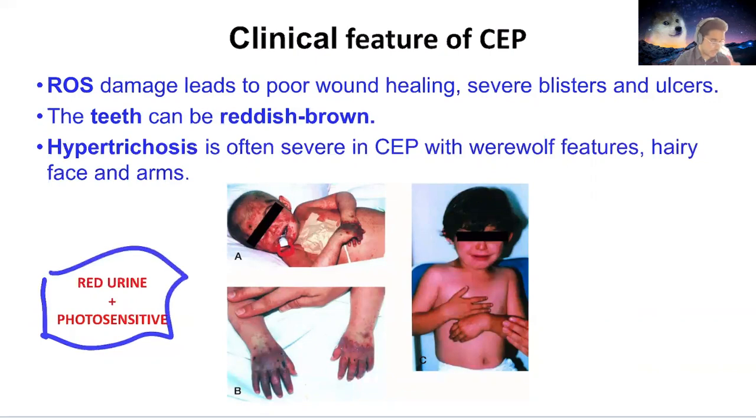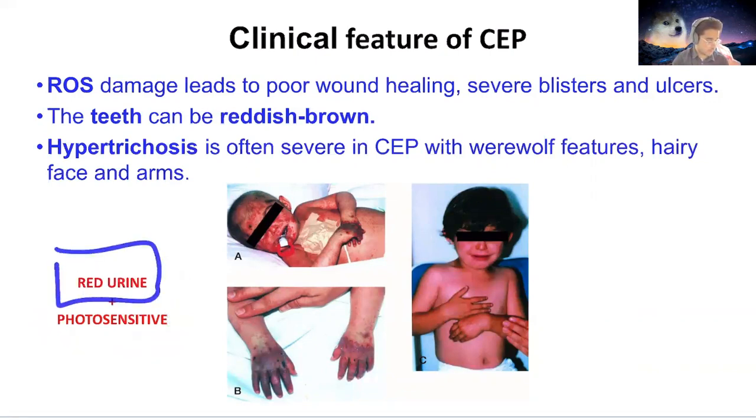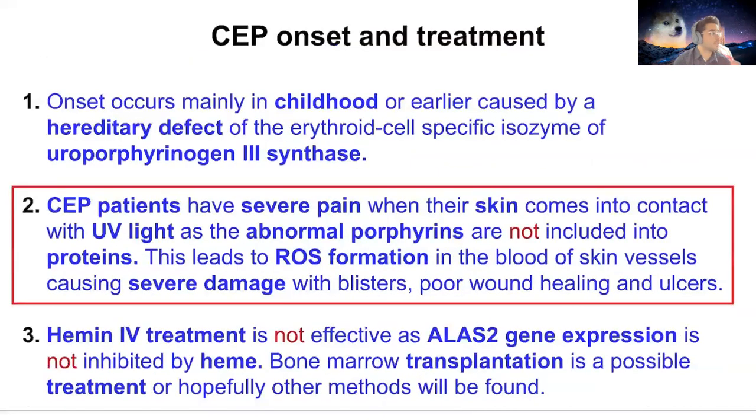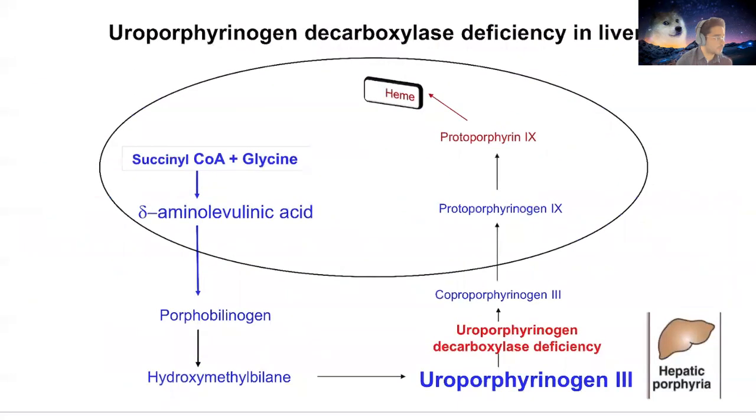You want to give these kids less sunlight, but you would also want to double check their urine composition. Okay. CEP patients have severe pain when the skin comes in contact with UV light, because the porphyrin isn't properly in its actual heme-like composition, so it reacts and causes severe blisters and open wounds. So it's ROS, radical oxygen species formation. It's not good. It's not a fun time for these kids, and it's quite difficult to manage.